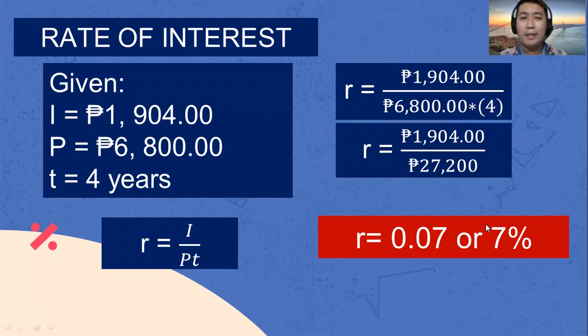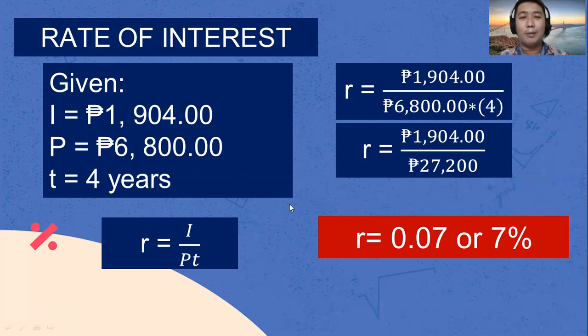So the rate of interest of the given problem is 0.07 in decimal, or if you want to convert it to percentage, multiply 0.07 by 100 and you will get 7%. Or you can move twice to the right to convert the decimal point to percentage. The answer is 7%. So 7% of 6,800 pesos payable in 4 years is 1,904 pesos. That is the interest.